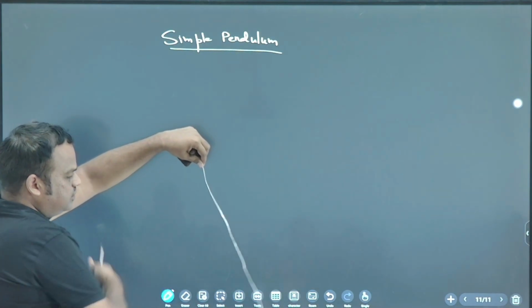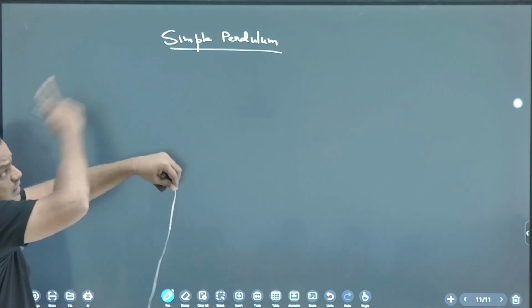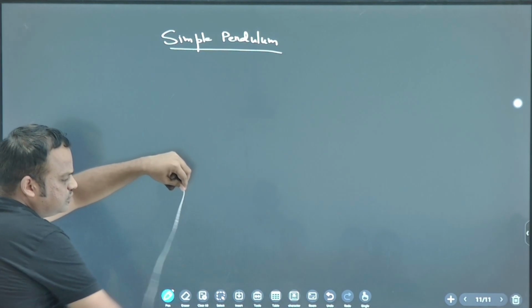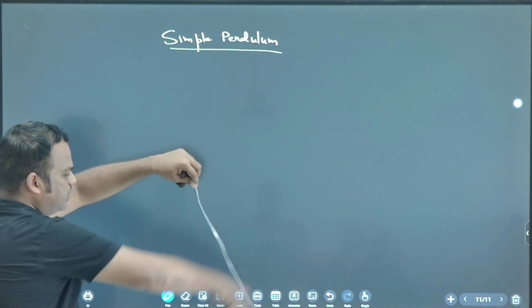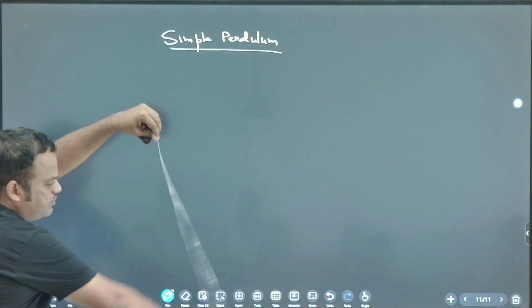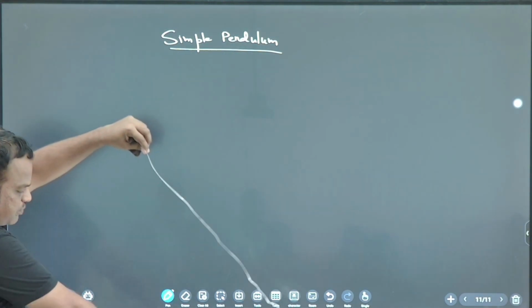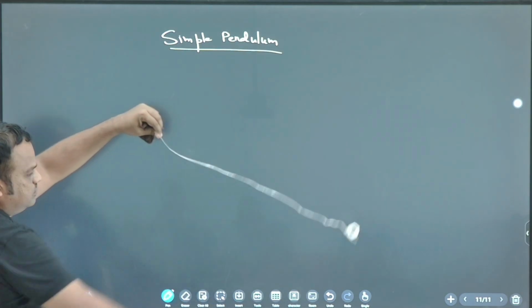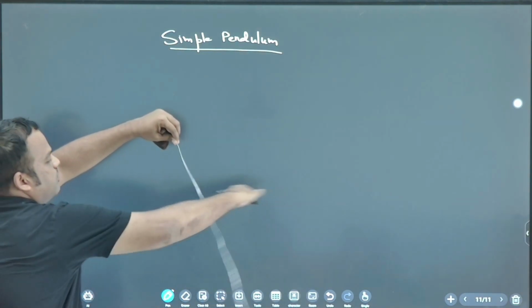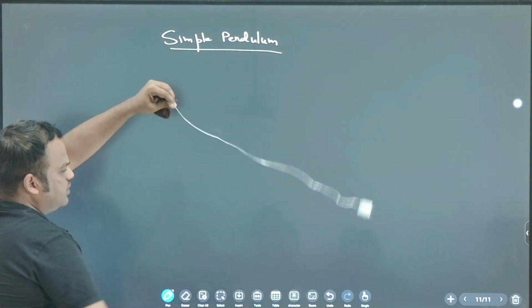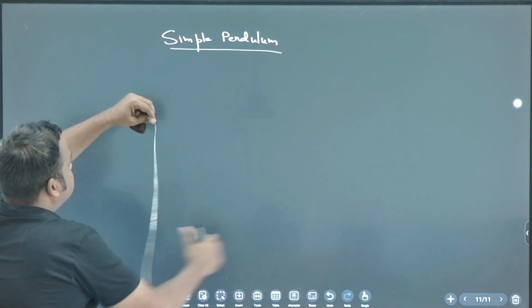Circular motion, correct? Is it completing the circle? No, part of the circle. Is it to and fro? To and fro, to and fro, coming back. So where is the speed maximum? Lowest point, speed is maximum. Where is speed 0? Maximum height. Okay, it is coming up to here. The speed is 0 here.